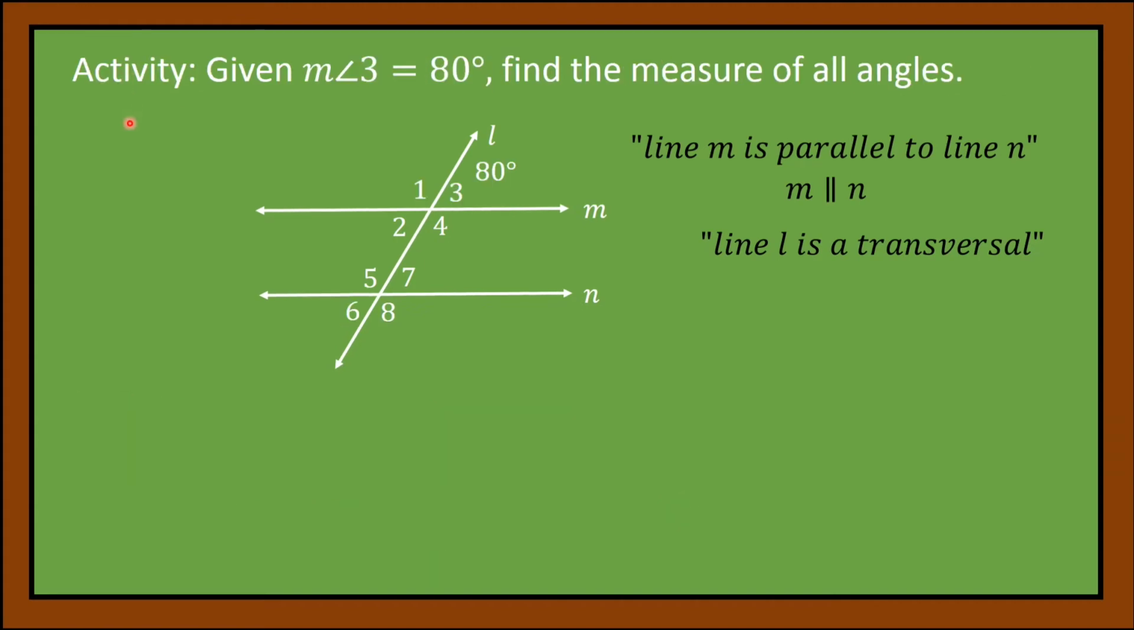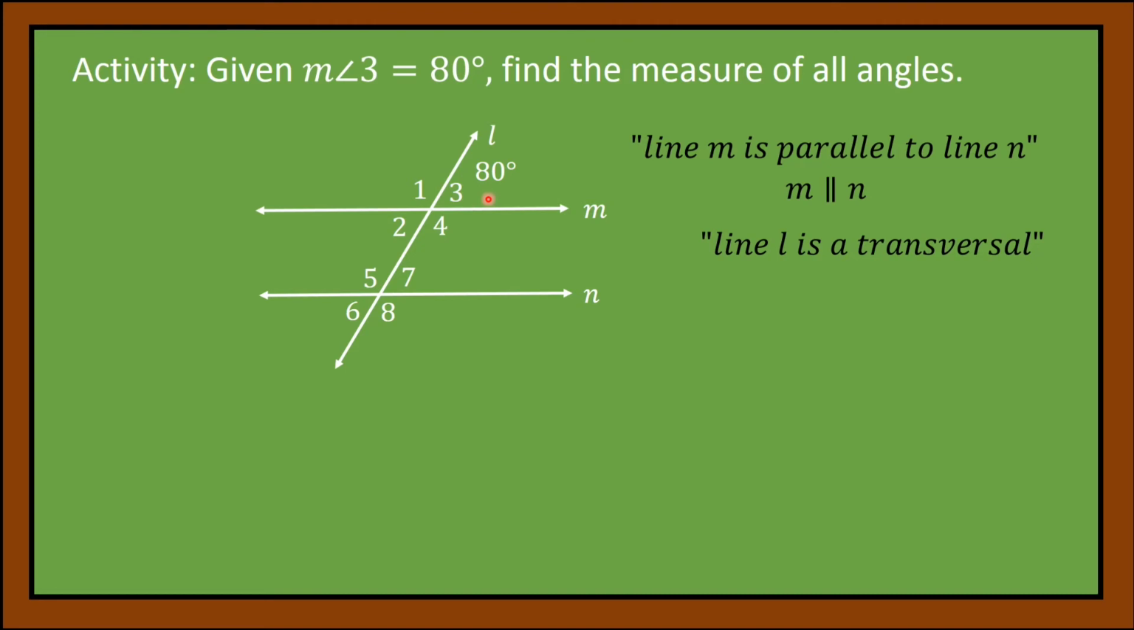So, sagutan natin ang activity na ito. Given the measure of angle 3 equals 80 degrees, find the measure of all angles. So, ang line M natin at line N ay parallel. At ang line L naman ay transversal. So, ang angle 3 is equal to 80 degrees.